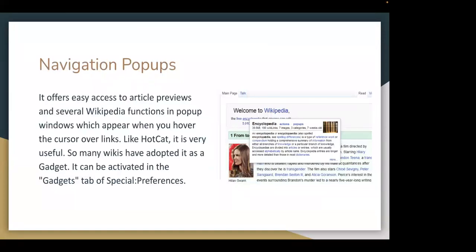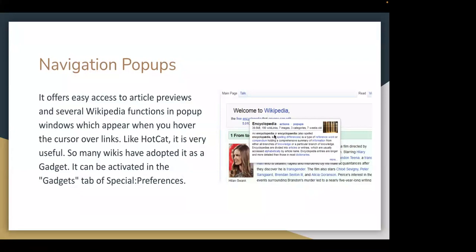And the third example is the navigation pop-up. If you are reading a page and there are some links, you may not want to open that link in a new tab or go to that page, but instead you want an overview of that page. There is a user script, or gadget you can say, that does this. If you take your cursor to a link, it will show a brief overview of the page.